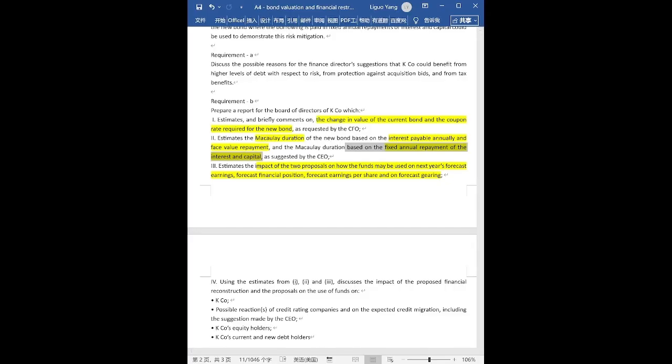Before the calculation, I'd like you to understand that Macaulay duration is the average time to receive all cash flows, which are coupons and the principal. It's primarily a measure of interest rate risk. The longer the duration, the more sensitive the bond is to interest rate changes.